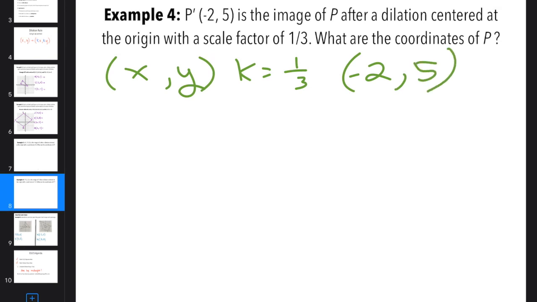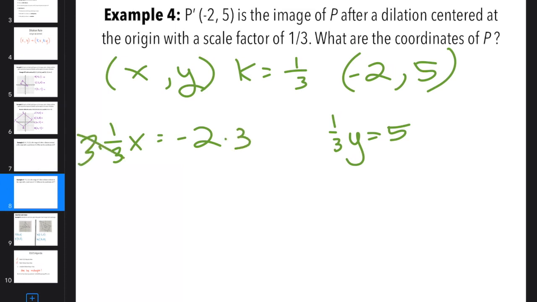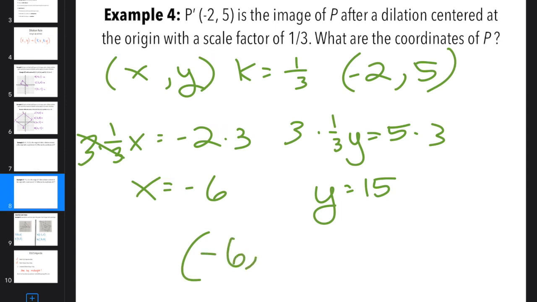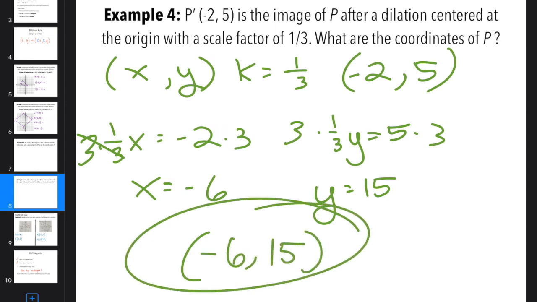I know when I have a scale factor, I multiply my x and y values by that scale factor to get my image coordinates. So I'm going to set up an equation between that. So I have 1/3 times x is equal to -2, and 1/3 y is equal to 5. I'm going to multiply by the reciprocal to get rid of that fraction. So x is equal to -6 and y is equal to 15. So (-6, 15) is my final answer.